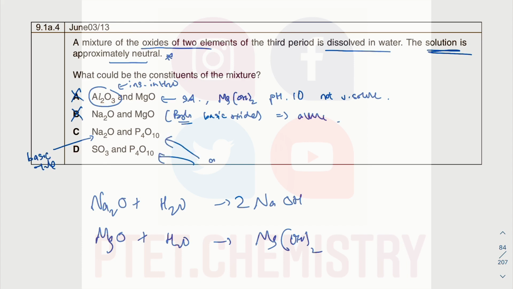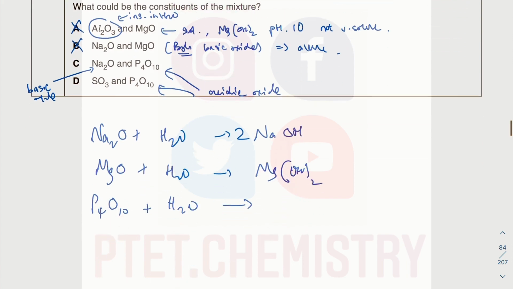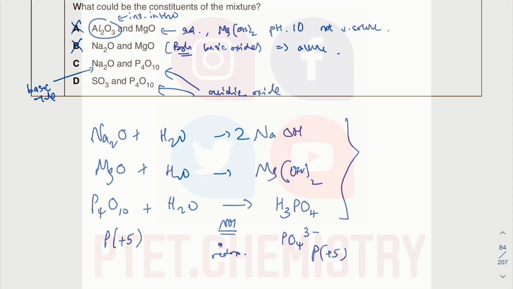P4O10 is an acidic oxide, because when you dissolve P4O10 in water, you are going to get H3PO4. This is your PO4 3-. This is your phosphorus +5. This is your phosphorus +5. Not a redox. You just dissolve in water. So what happened then is both of these are acidic.